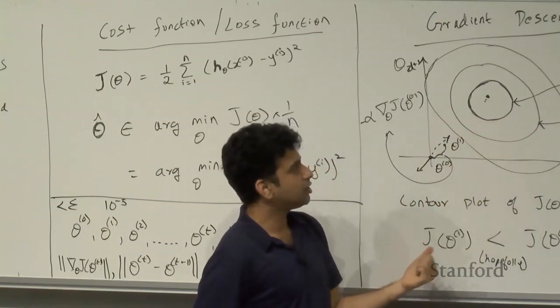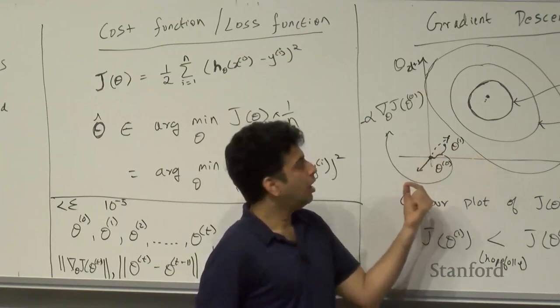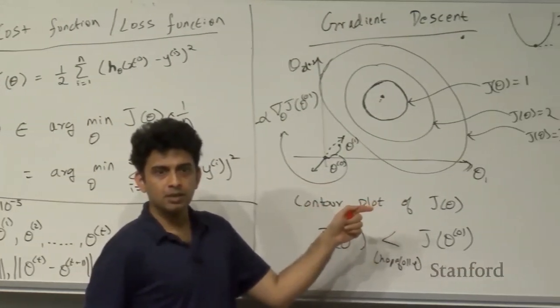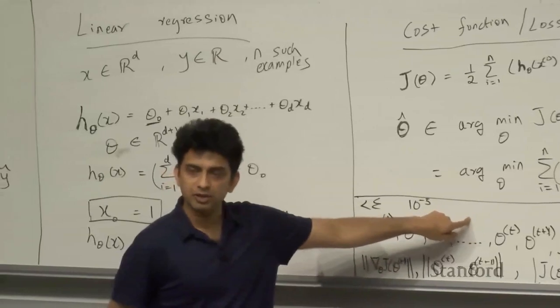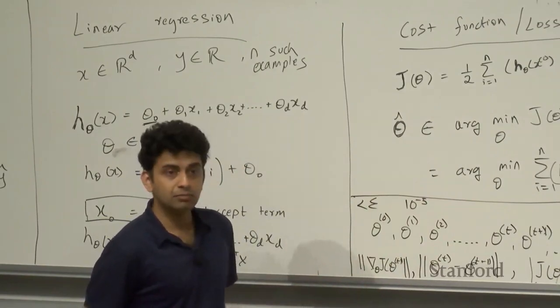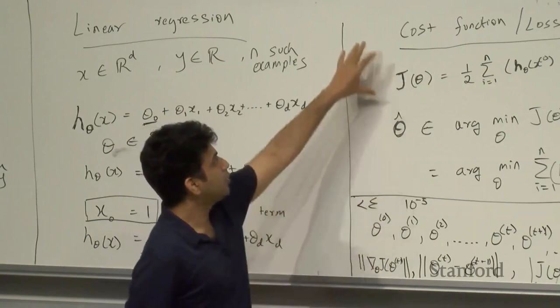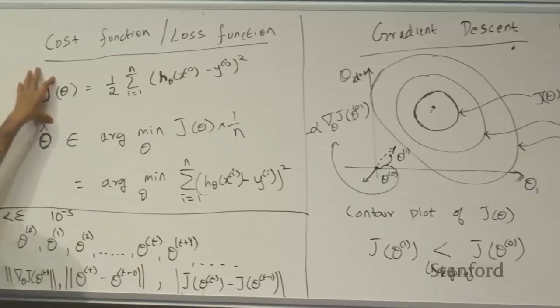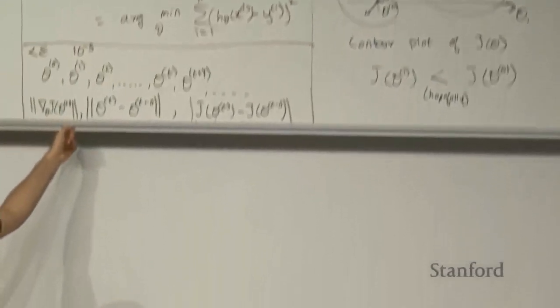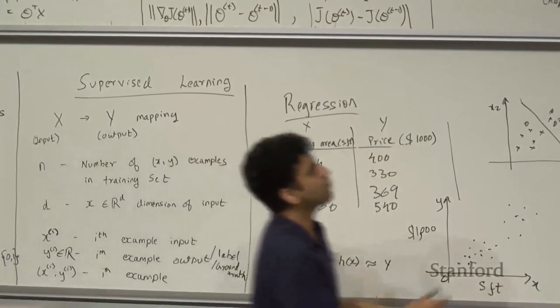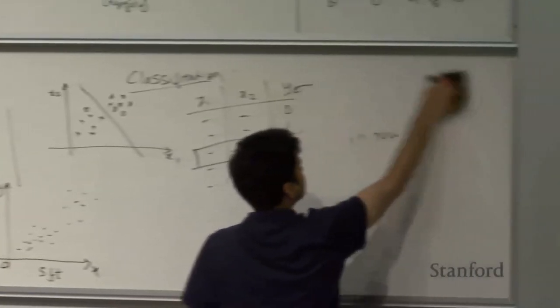And now we start with a random initialization of theta, and we keep taking small steps in the direction of the negative gradient. And we keep taking steps until we hit some kind of a convergence condition. And there are many choices for defining what the convergence condition is. And we take this algorithm, which we call gradient descent, and apply it to the linear regression cost function. What does that mean? It means the update rule that we have over here will take a specific form.